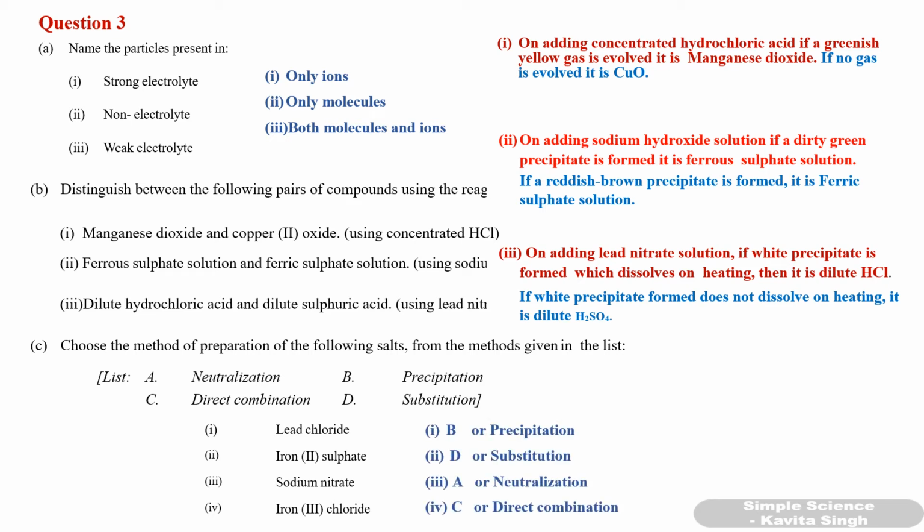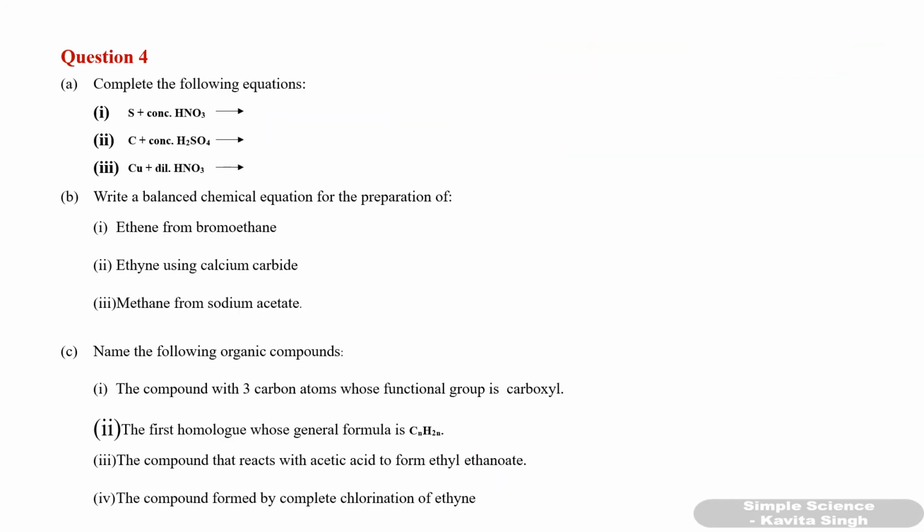So lead chloride is prepared by the method of precipitation. Iron 2 sulfate, or you can say ferrous sulfate, is prepared by substitution. Iron 2 sulfate is ferrous sulfate, correct. Sodium nitrate is prepared by neutralization, and iron 3 chloride or ferric chloride is prepared by direct combination. 4 marks. Okay. Next question.